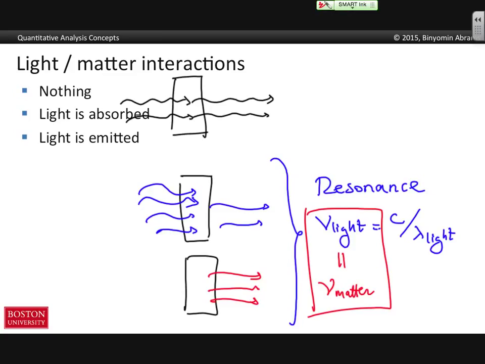But if they are not resonant, so if the frequency of the light is not equal to the frequency of the matter, then nothing happens and it's transparent.